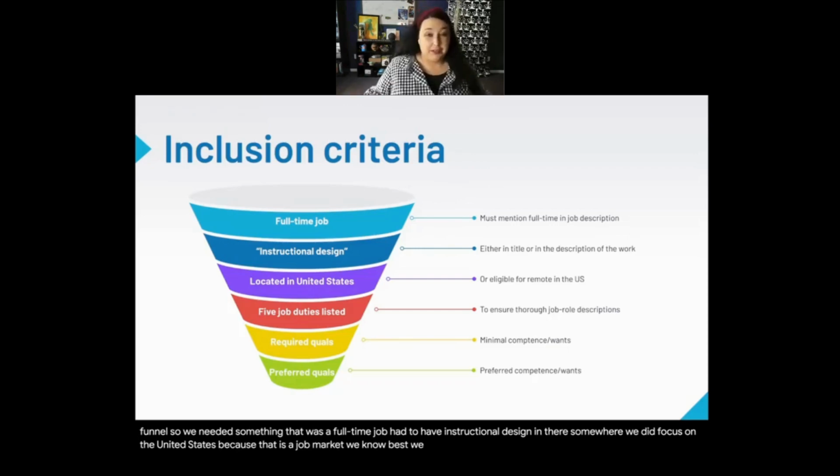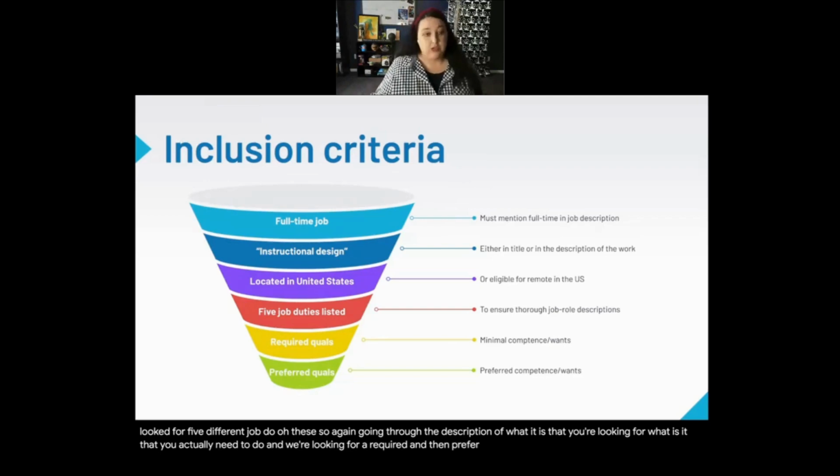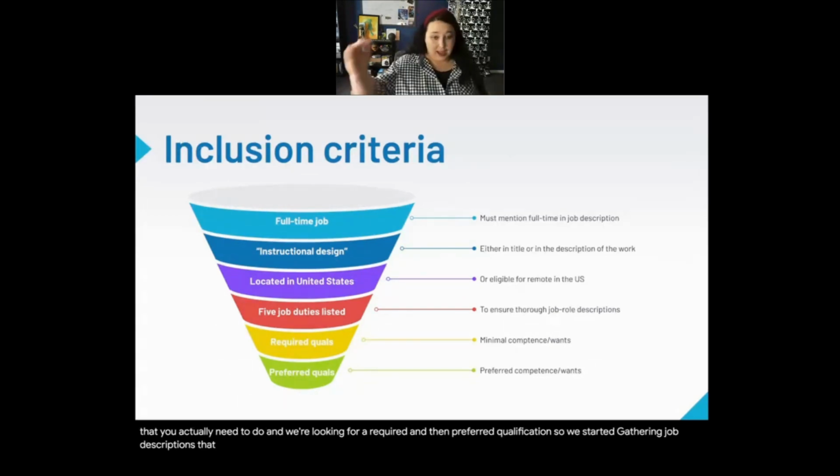The entire research team is based in the United States. We really looked for 5 different job duties. So again, going through the description of what it is that you're looking for, what is it that you actually need to do. And we looked for required and then preferred qualifications. So we started gathering job descriptions that had all those, but to stay in our research, it had to have all of those little buckets.